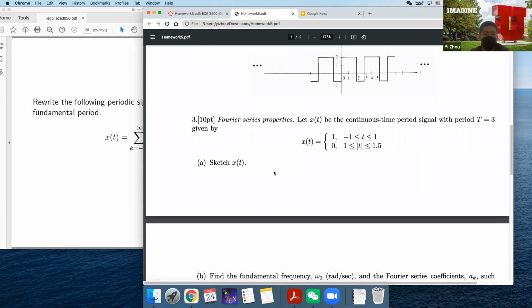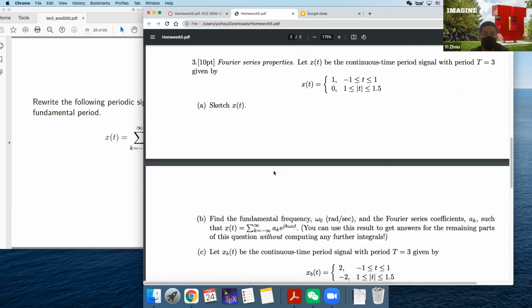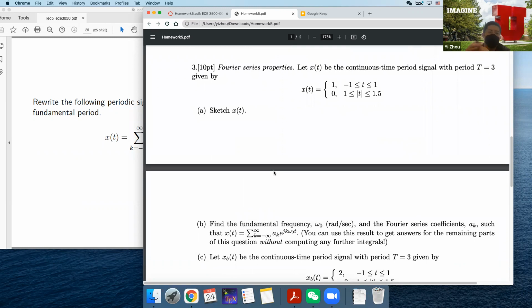Part A, sketch this signal, very simple. Part B, find the fundamental frequency and the Fourier series coefficient AK of this signal. You can use this result to get answers for the remaining part. Okay, part B is also standard.